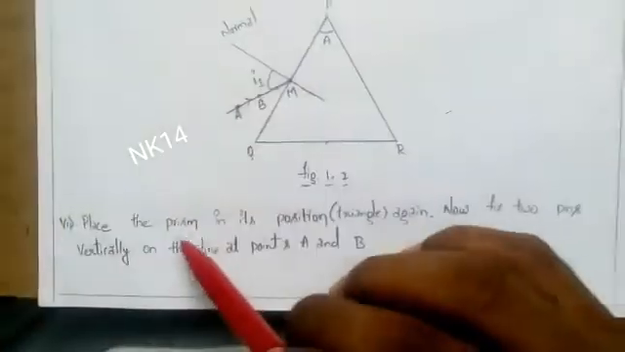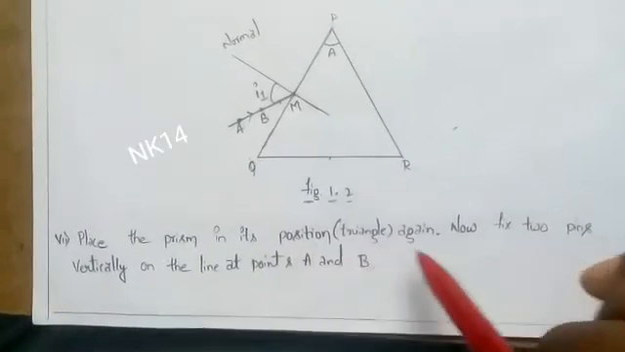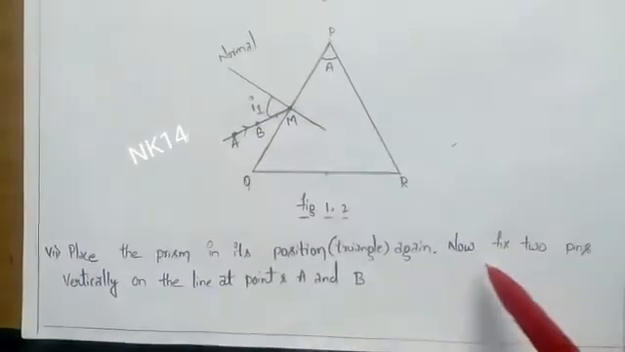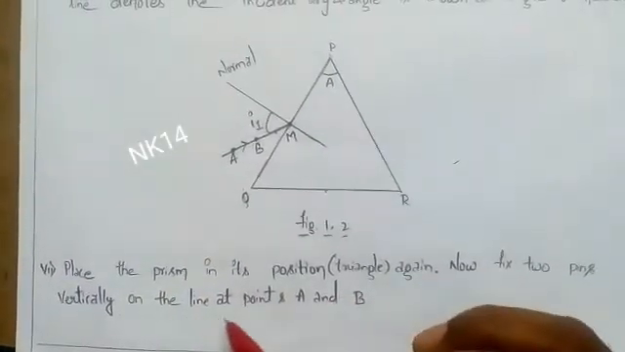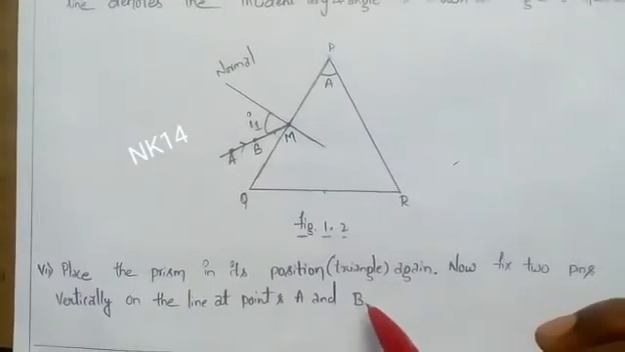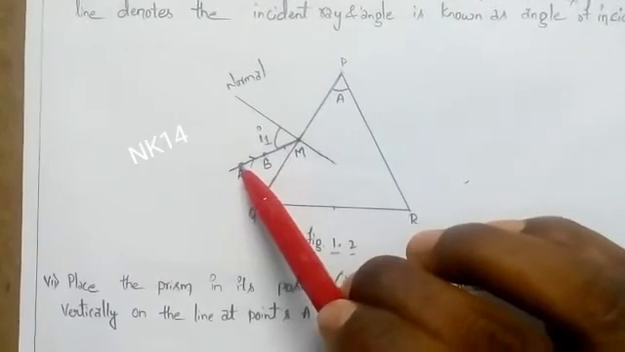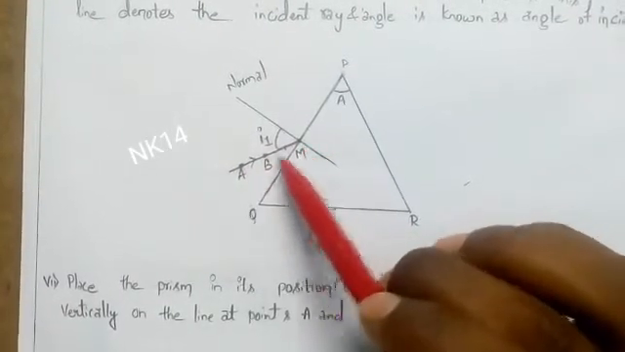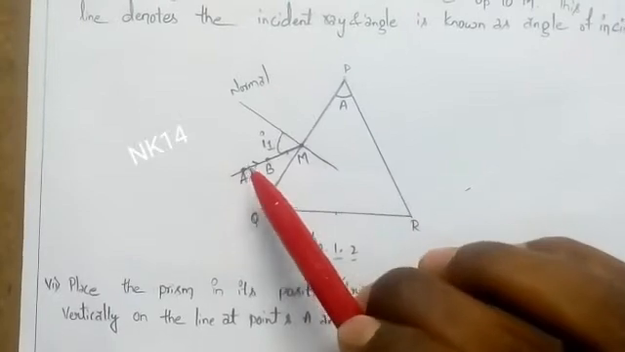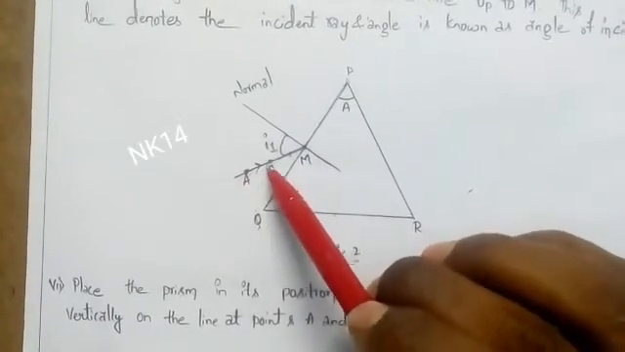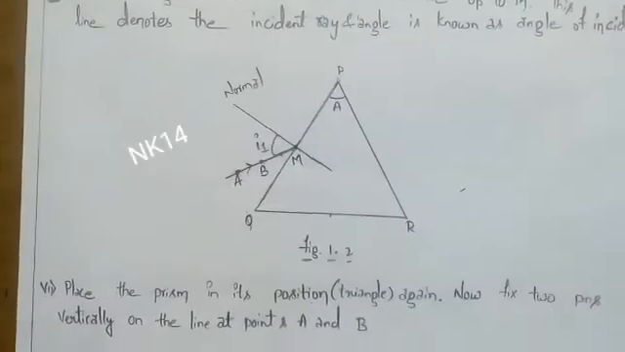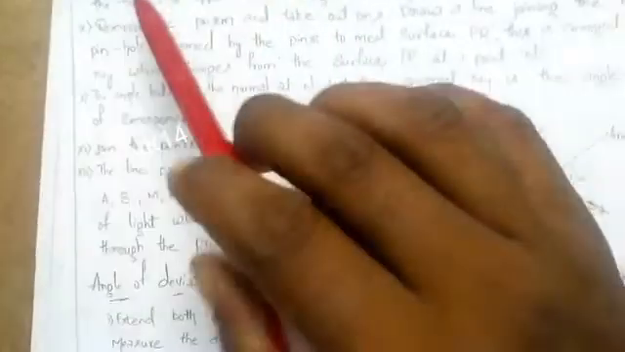Next, place the prism in its position again. Now fix two pins vertically on the line at points A and B. According to this point, the points A and B should be placed on the line of the incident ray, and with the help of the pins we have to place these two points A and B. Next, what is the use of the pins? We will check in the next line.